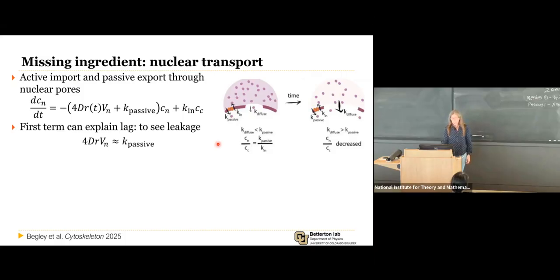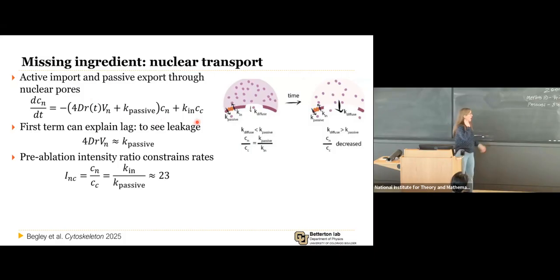And then in addition, if we think about before ablation, where this term would not be there, right? We wouldn't have a hole. We would just have active import and passive export. That actually can be used to constrain the ratio of intensity between the nucleus and the cytoplasm, right? Like how well are you pumping this protein in versus how it passively leaks out. And that we can quantify really well. Mary measured it, it's about 23, okay? That tells us the ratio of these rates.